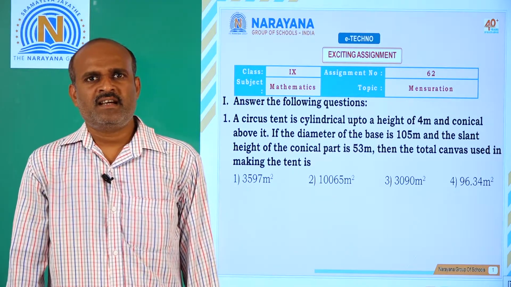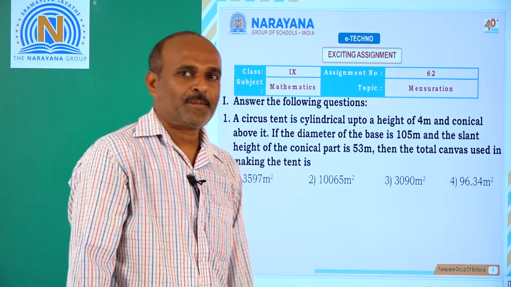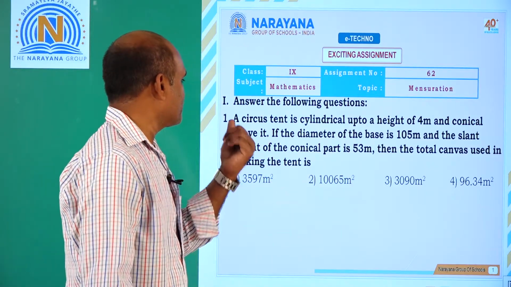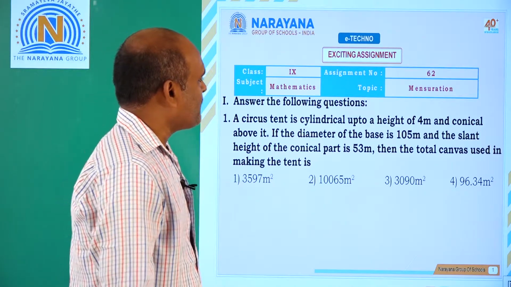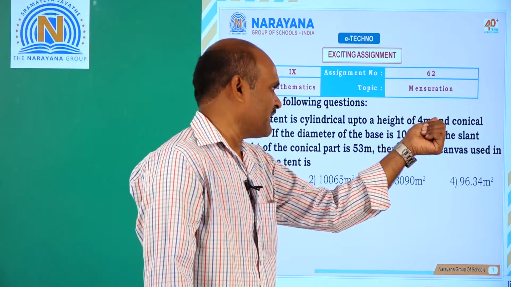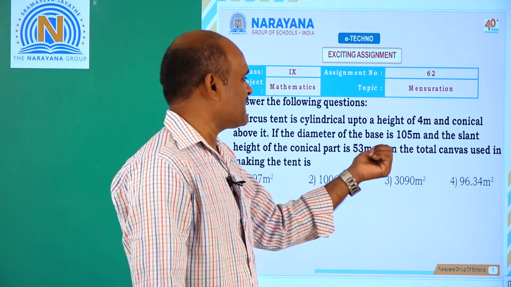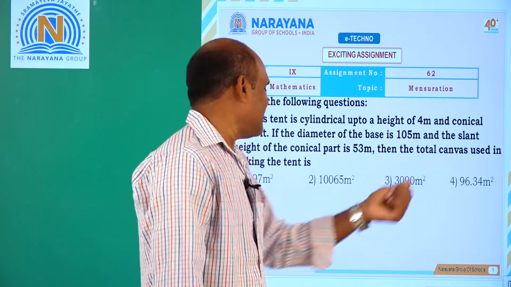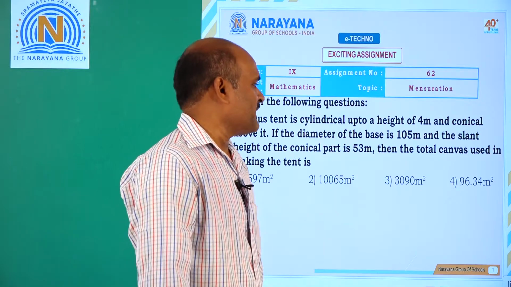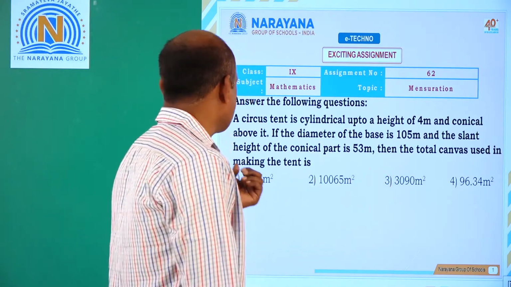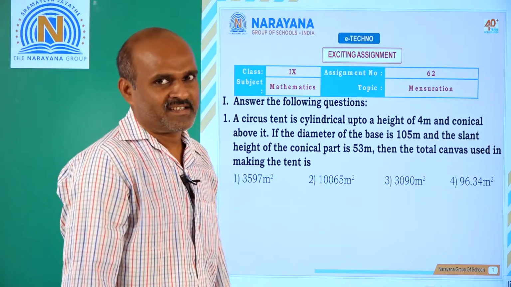Today we are discussing 9th class mathematics assignment number 62 related to the topic mensuration. Here is the first question. A circus tent is cylindrical up to a height of 4 meters and conical above it. If the diameter of the base is 105 meters and the slant height of the conical part is 53 meters, then the total canvas used in making the tent is.